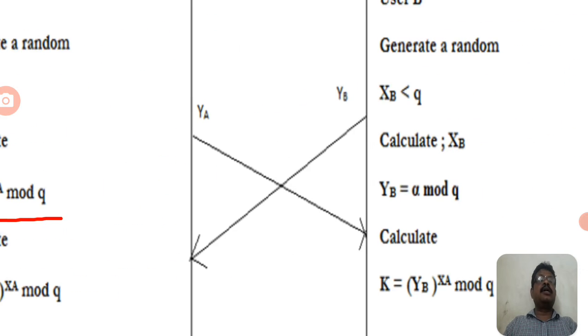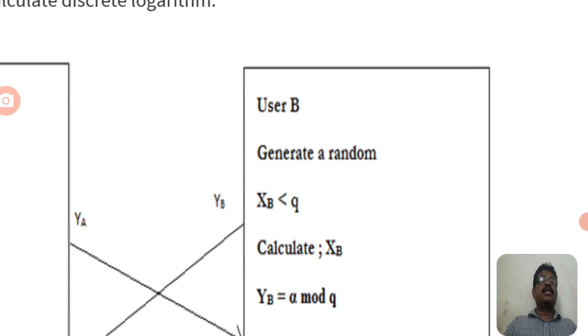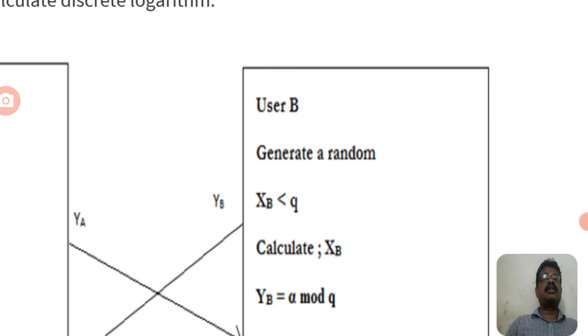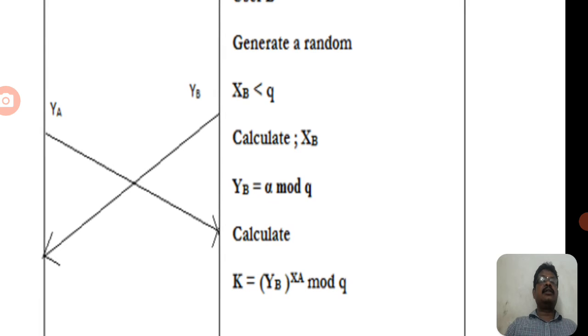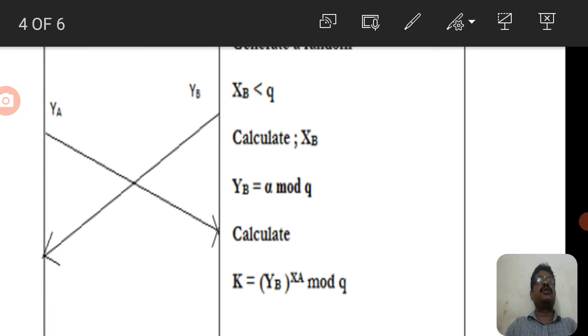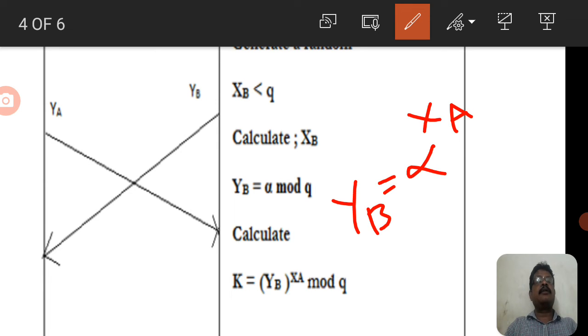Coming to user B's point of view, user B also selects a random integer, XB. XB is a private number selected by user B, which is also less than Q. User B calculates the YB value, where YB equals alpha power XB mod Q. Similarly, we can write the equation YB equals alpha power XB mod Q.